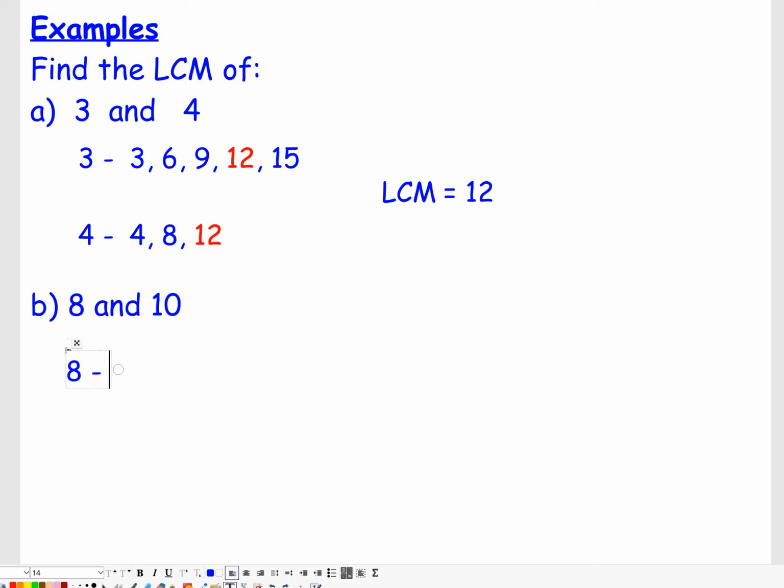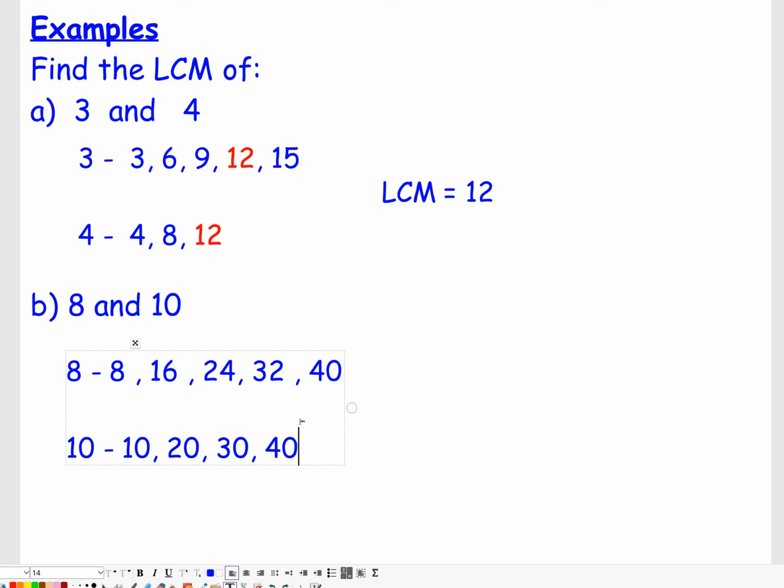Next, we've got 8 and 10. So again, if we list the multiples of 8, first multiple is 8, second is 16, 3 times 8 is 24, 4 times 8 is 32, 5 times 8 is 40. Then if we go on to the 10s: 10, 20, 30, 40. And again, I can stop at this point because I can see that I've got a number that's the same in both lists. And that is 40.